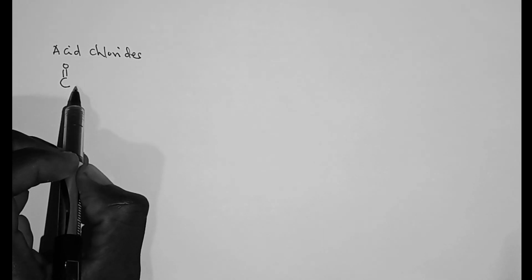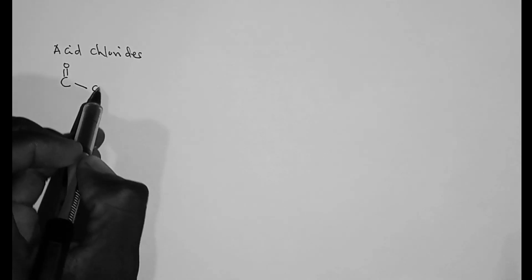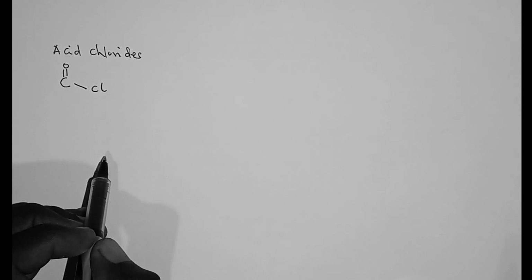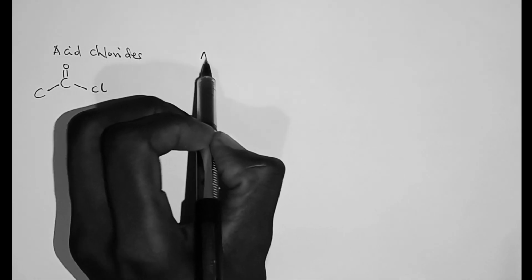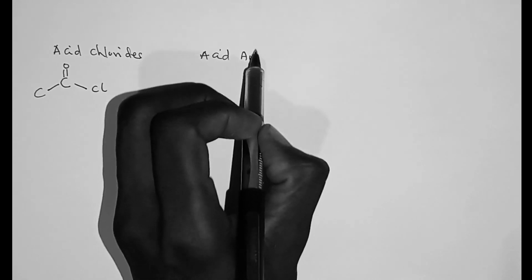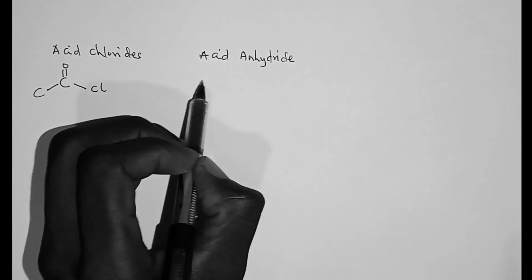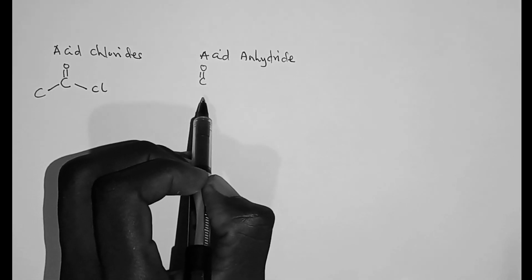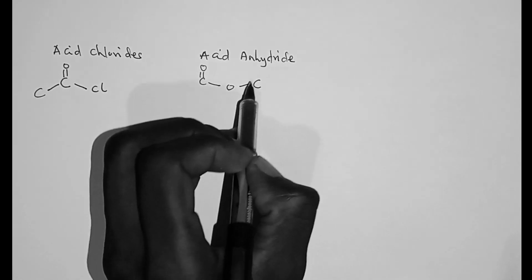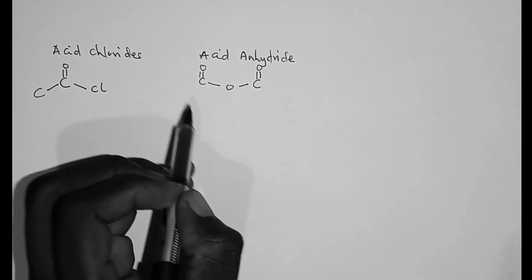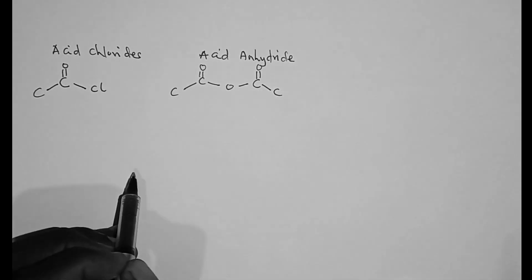The next group are the acid chlorides. An acid chloride is a carbon that is in double bond with an oxygen, which is bonded to a chlorine. This is an acid chloride. Then we have acid anhydride. That functional group is a carbon in double bond with an oxygen, which is bonded to another oxygen, and this oxygen bonded to a carbon which is bearing a double bond to an oxygen, and then they are linked together. So this is an acid anhydride.